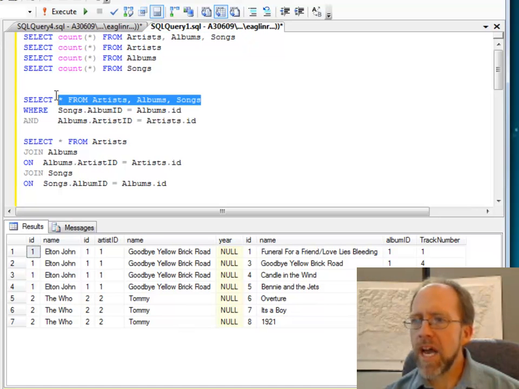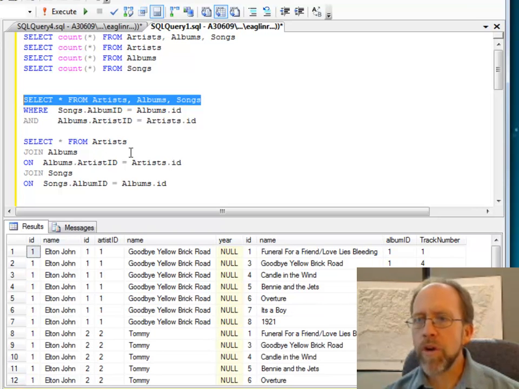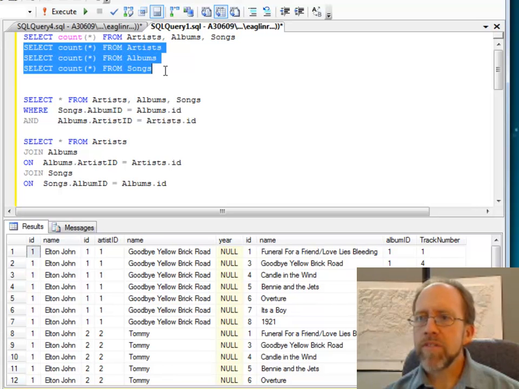just did the first line, select star from artists, albums, and songs? If I hit execute for just that query, remember it's not doing the rest of the query, just that first part, you'll notice I've got a whole lot more entries here than just the individual songs and the artists. In fact, I can actually estimate how many I have simply by doing a query of selecting the counts from the three tables that were involved there.